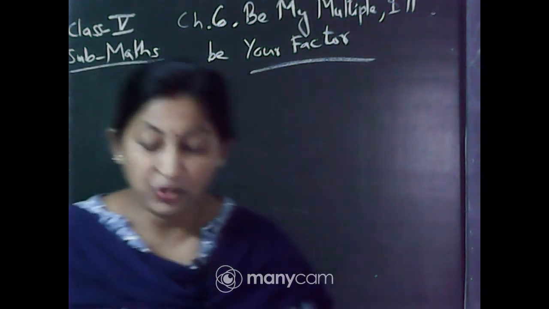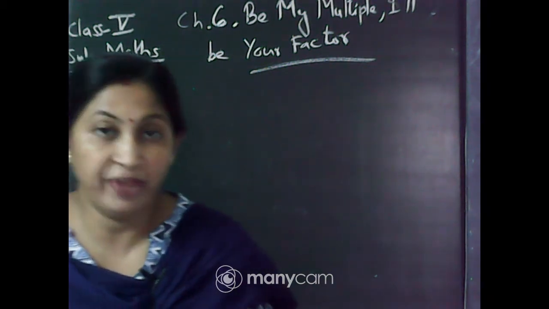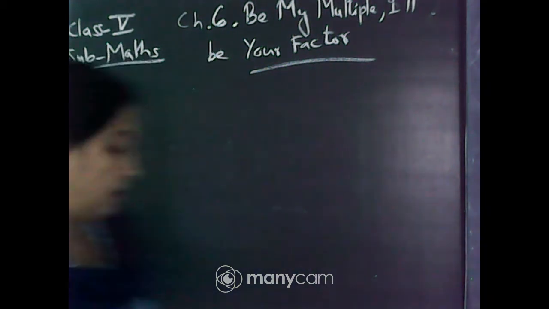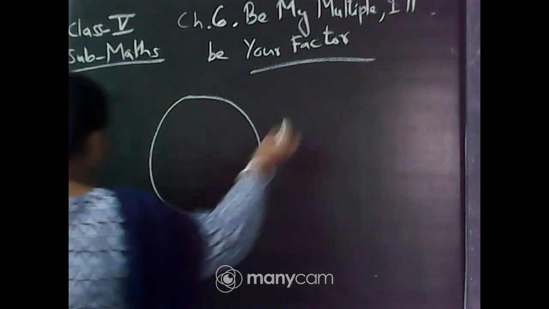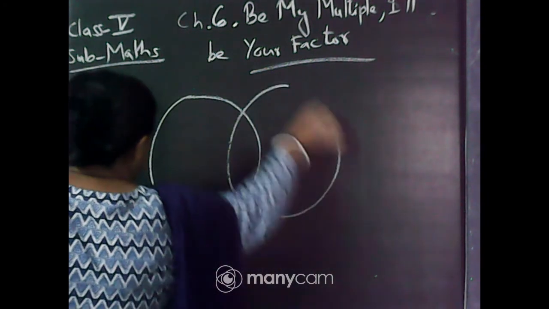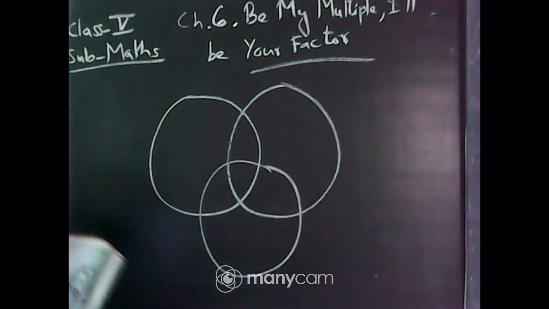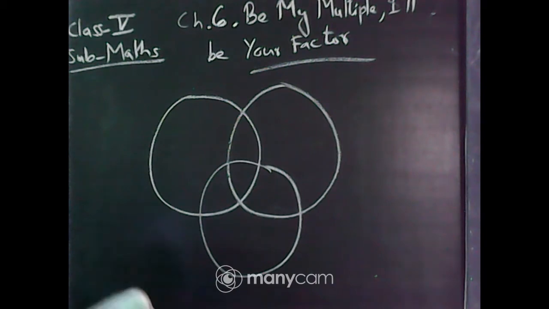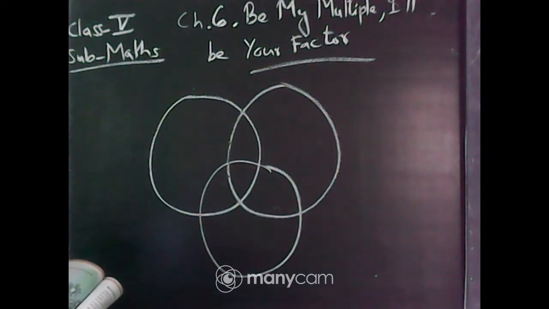See, there are 3 circles given, isn't it? Look to the board very carefully. One, 2 and 3. Like this there are 3 circles. I know I have not drawn a proper circle, but I have tried. So this is page number 92.